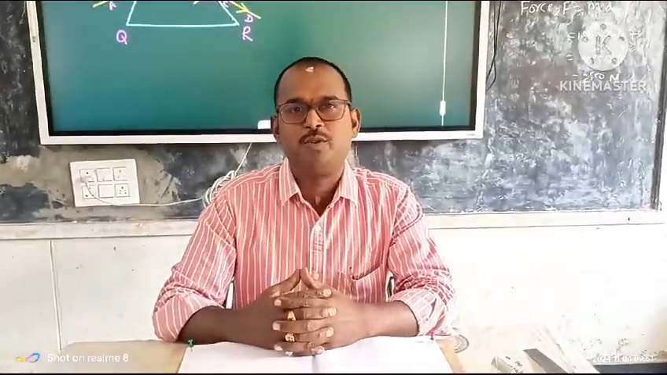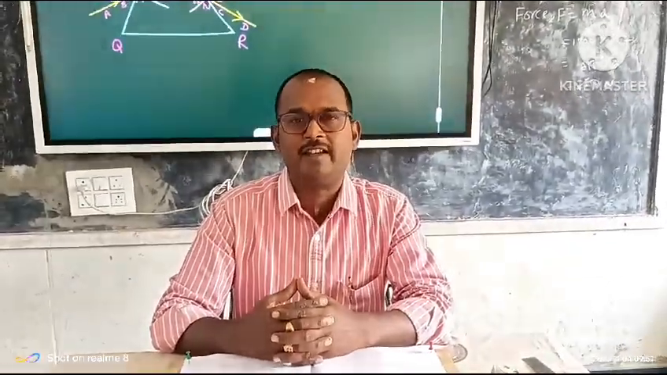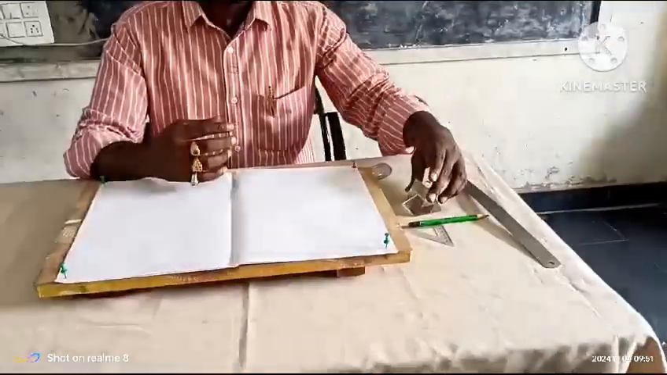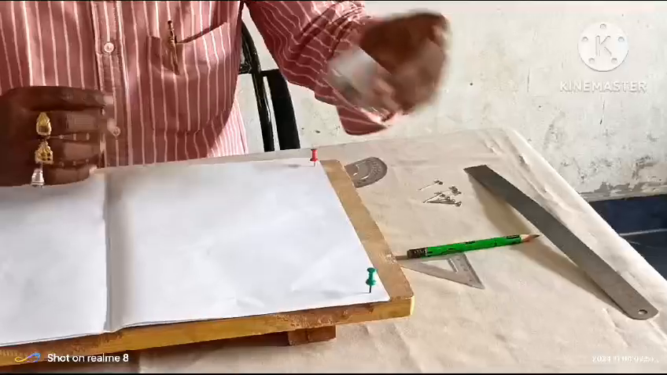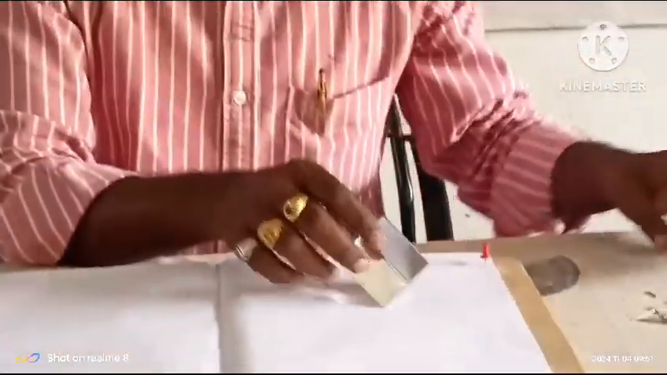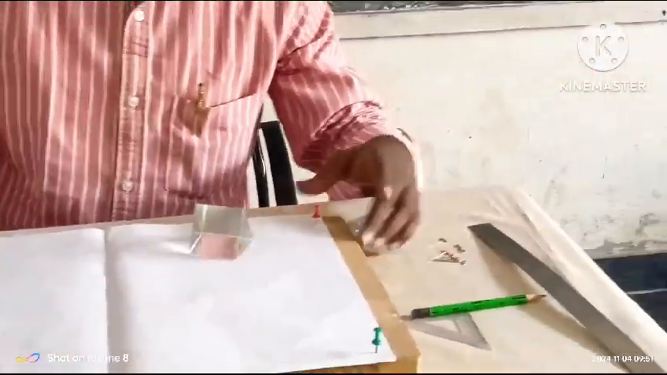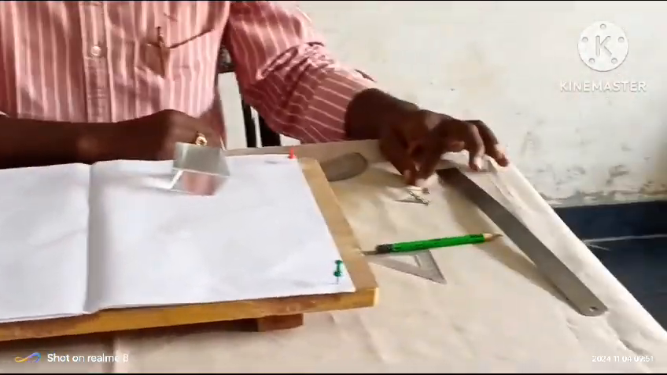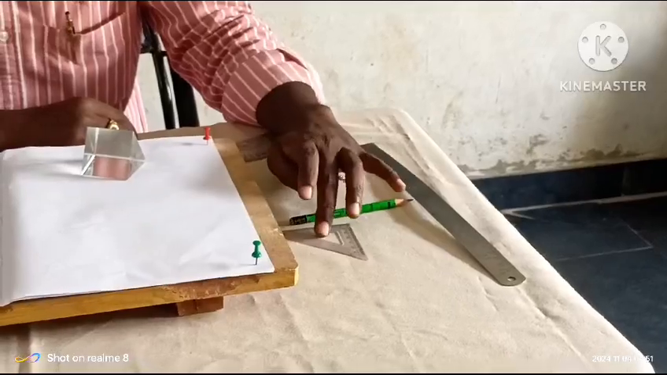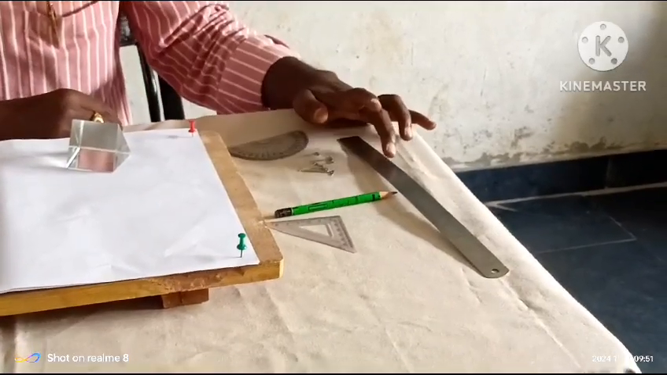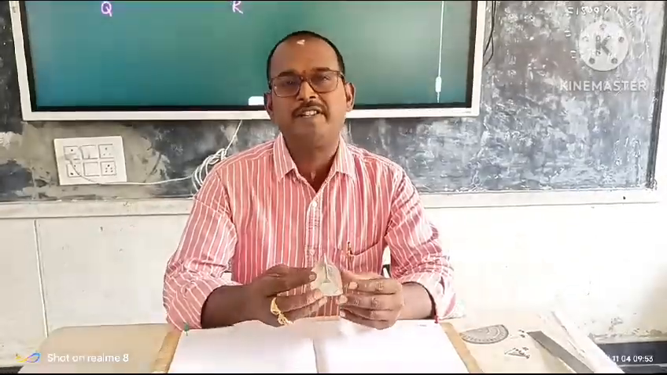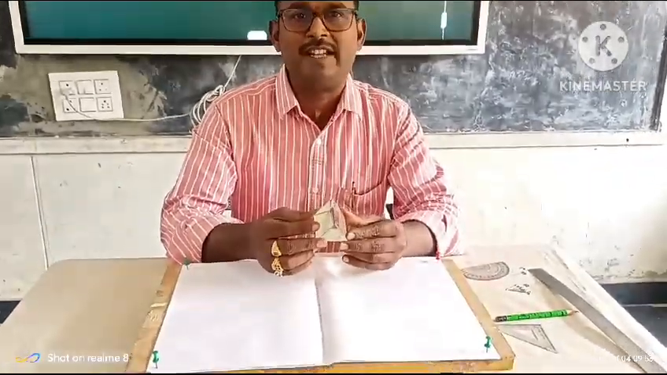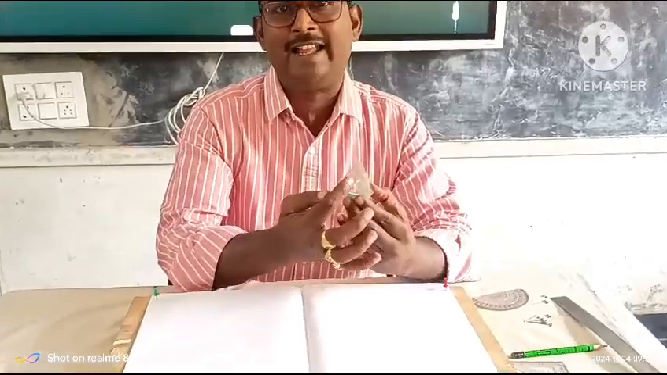Today, let us do an activity of finding the refractive index of a prism. For this activity, we require a prism, drawing board, drawing pins, drawing sheet, needle pins, pencil, set square, protractor and scale. A prism is a transparent material bound by at least two plane surfaces inclined at an angle.